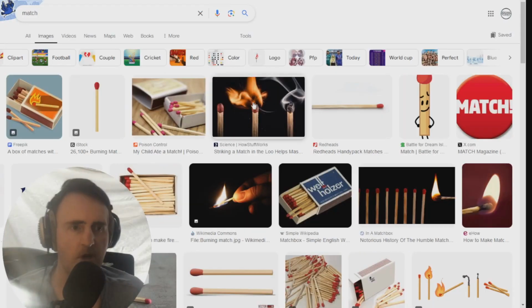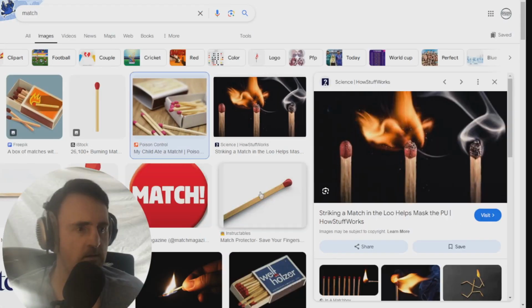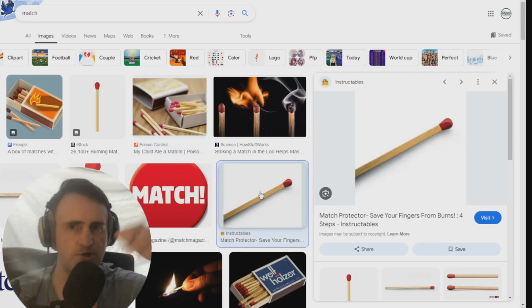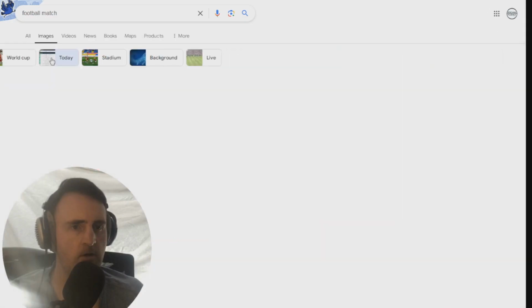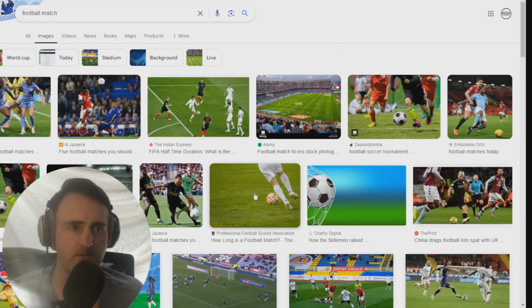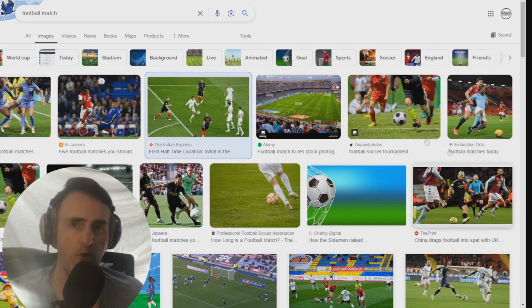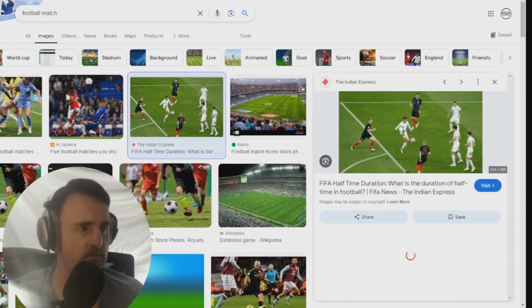And then we have match. So you strike a match and it will go on fire. Or the other word is a sports match. So here we have some football matches. Very different.